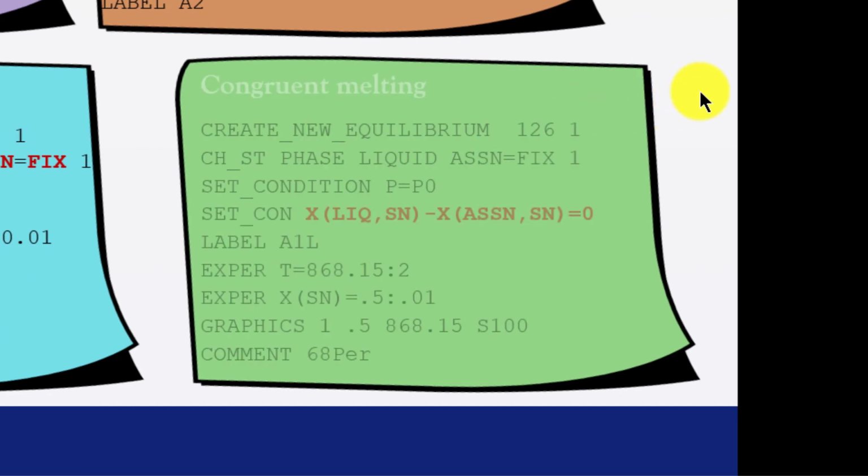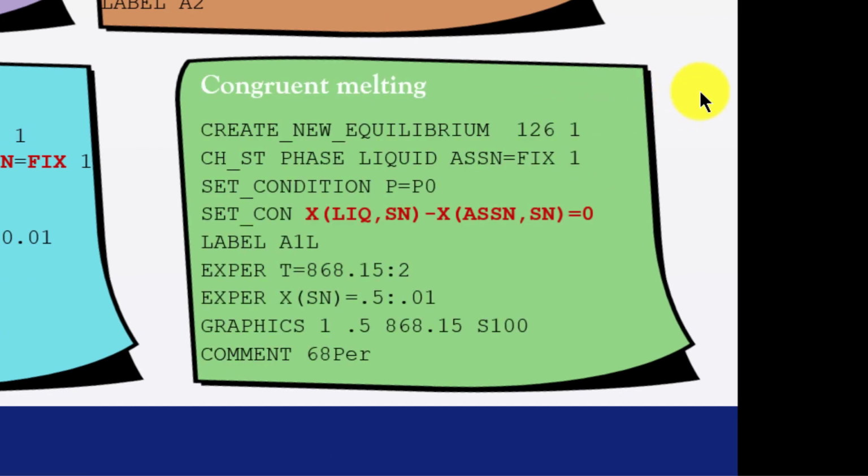The final example is the congruent melting of the arsenic tin phase. The way to define the conditions here is to set the equal amounts of one of the components in the liquid phase and in the stoichiometric phase. In this case, the composition of tin is equal in both phases.